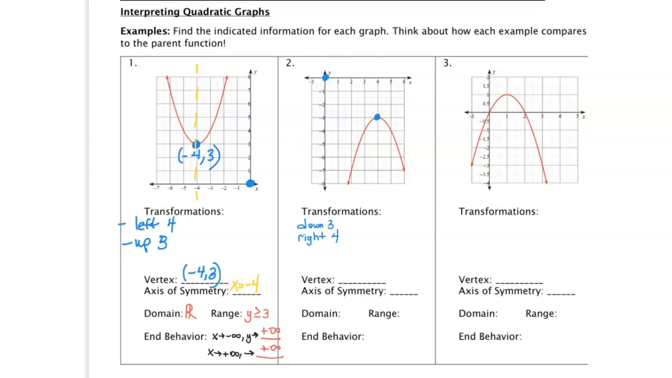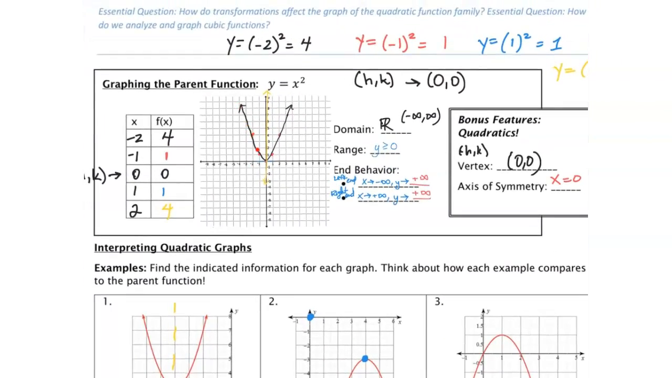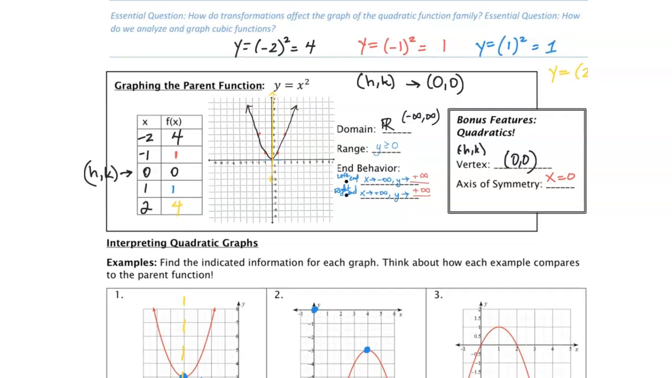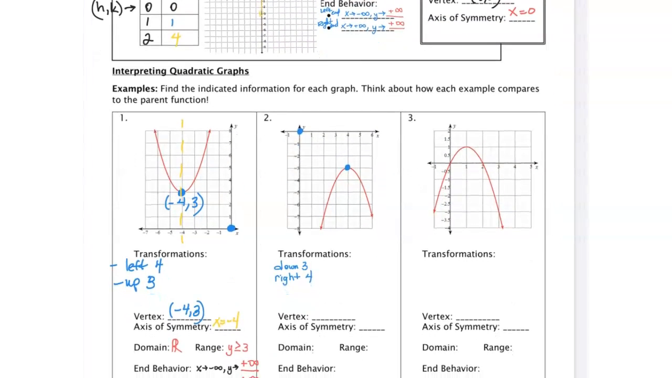Notice another shift. Our parent function is usually sitting upwards, opening up like a cup. But this function here is facing downwards. So therefore that's a reflection. So another transformation is that we have a reflection.